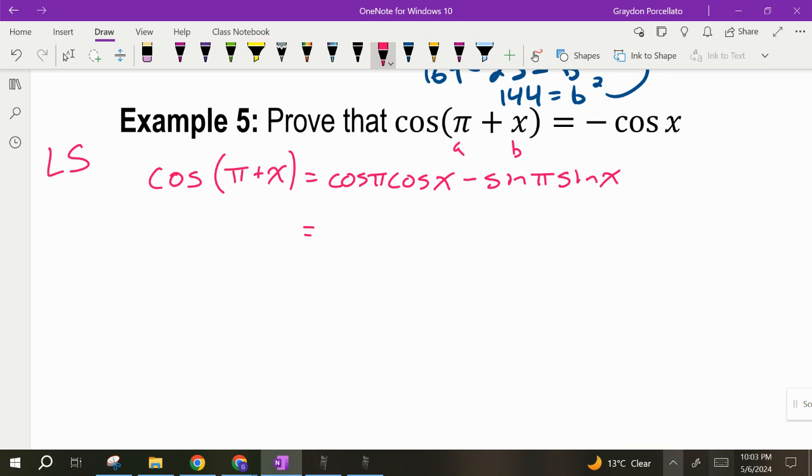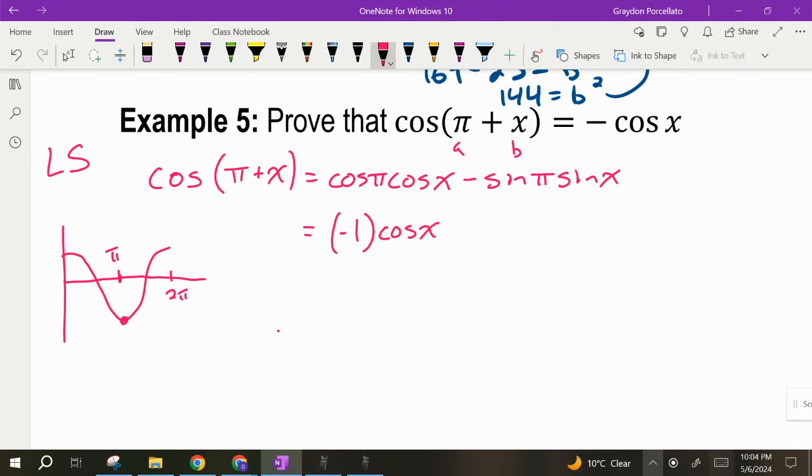Do we know what the cos of pi is? Well, let's take a look. I always like to sketch out my cos function. This is 2 pi, that's pi. So the cos of pi is negative 1, right here. Cos x.